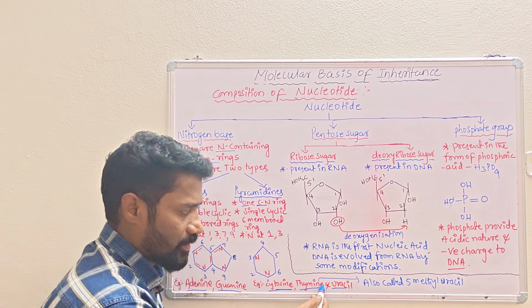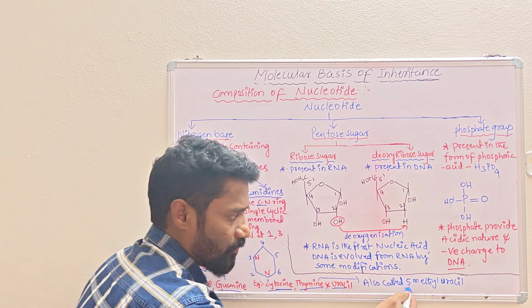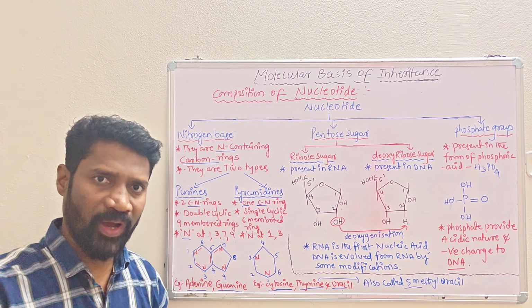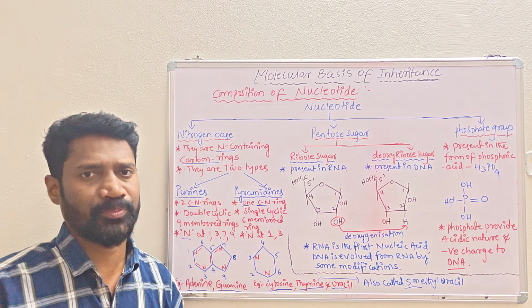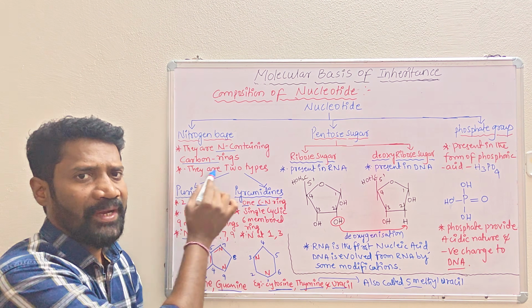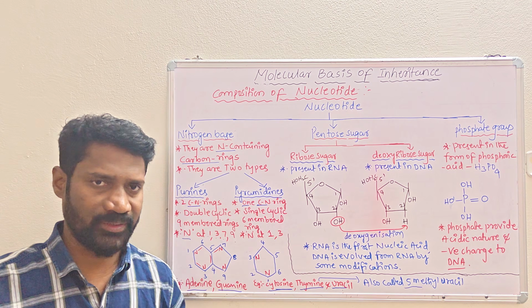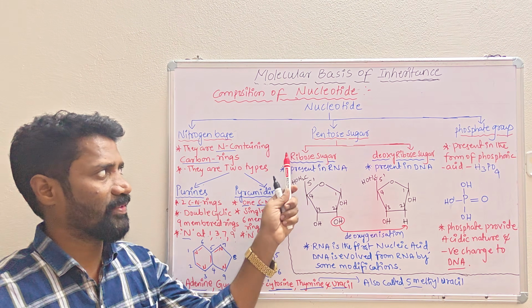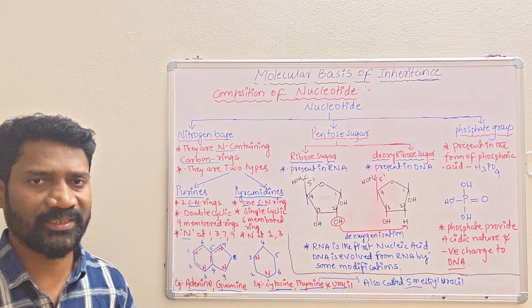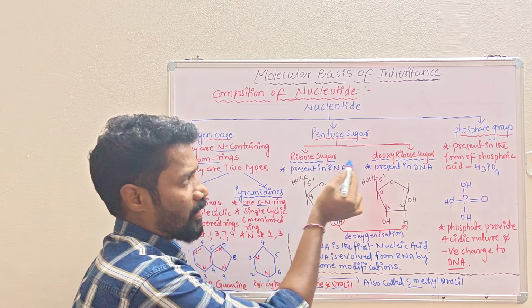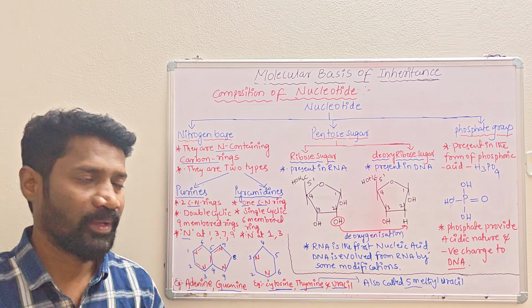One more thing here, thymine is also called 5-methyl uracil. Just remember this point. Right. This is about nitrogen bases. After that, pentose sugar. The second chemical component of a nucleotide is pentose sugar. There may be two types, ribose sugar and deoxyribose sugar.